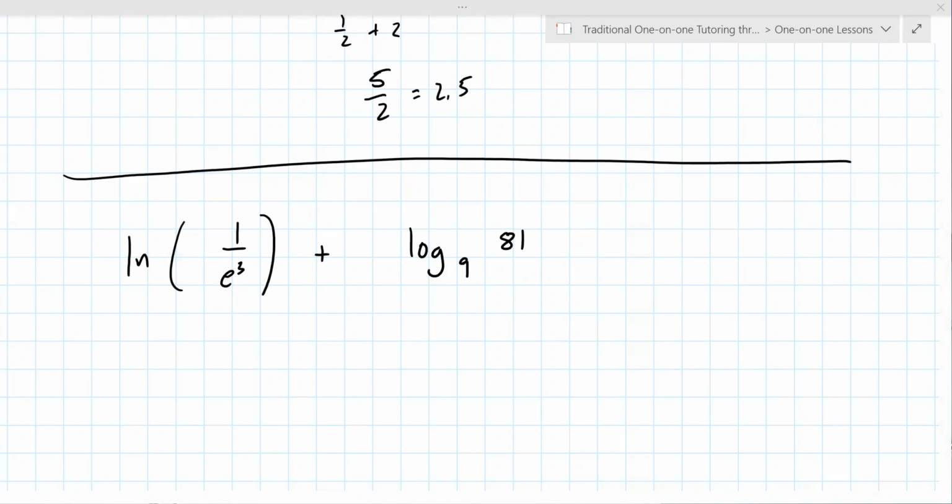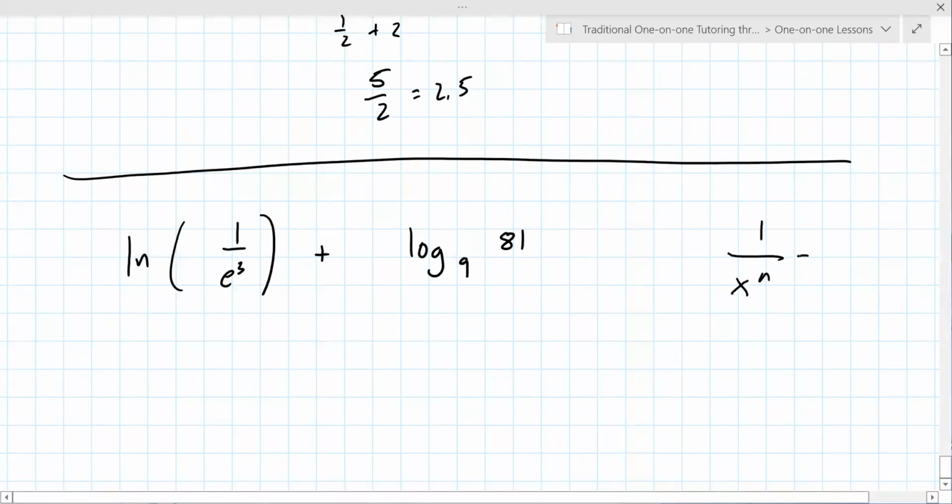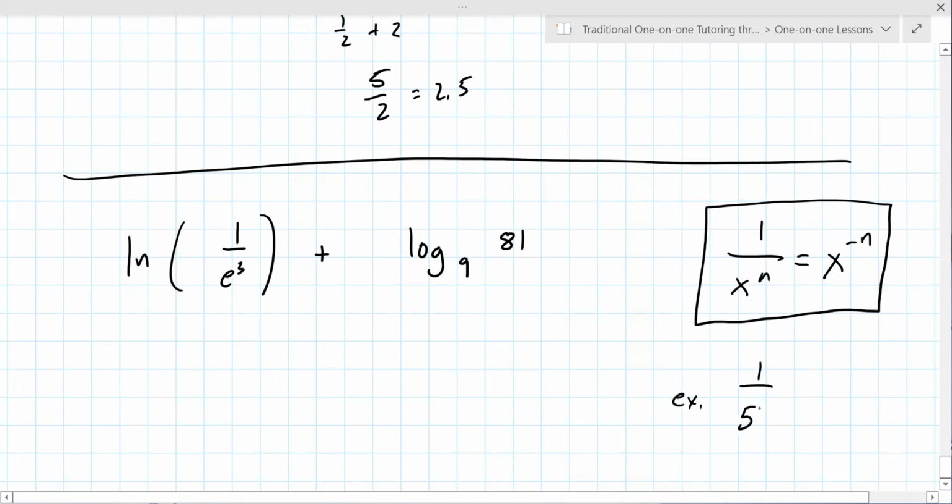How would you get rid of the 1 above the e again? So the rule is 1/x to the n equals x to the -n. In words, you take the thing that's on the bottom, you bring it up top, but you negate the exponent. An example would be 1/5 squared becomes 5 to the -2. So in that case, it becomes e to the -3. Does this help? Yes.